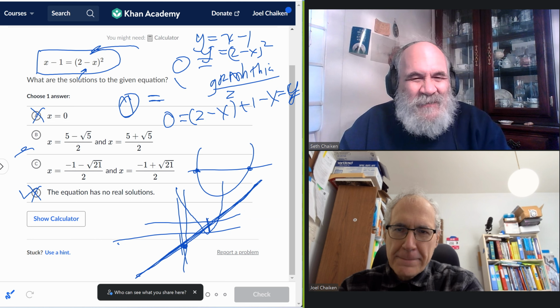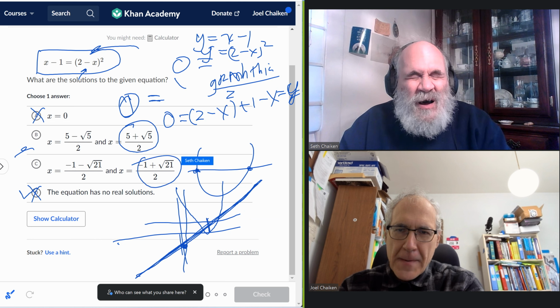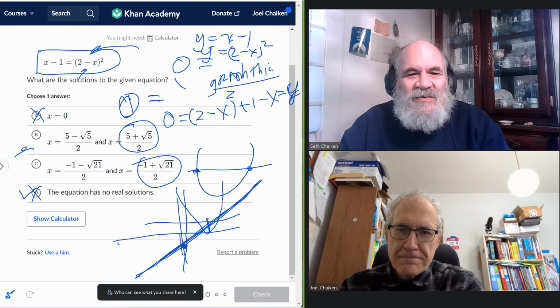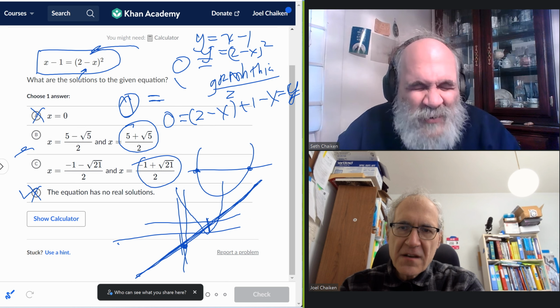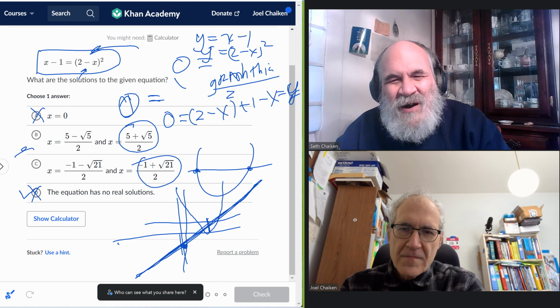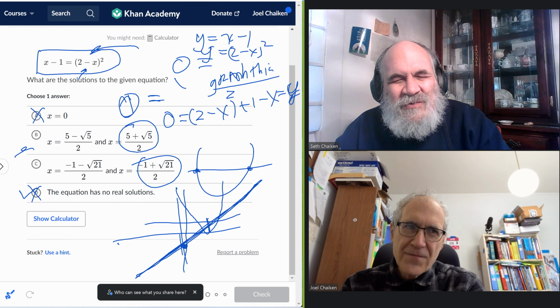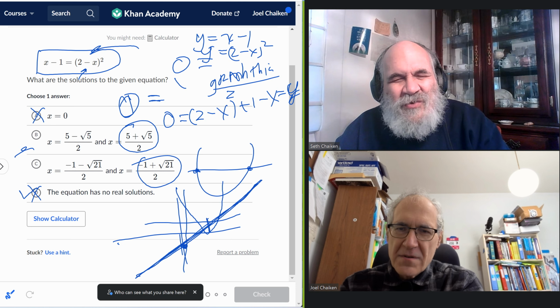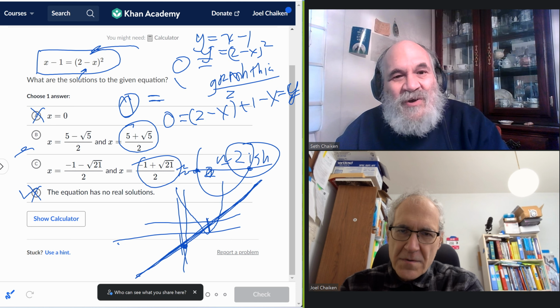And then when you look at the plot, you could see, for the bigger root, is it closer to this or to this? Square root of 21 is about 4 to 5. So that 4 or 5 minus 1 is about 3 to 4, divided by 2. It's about 1.5 to 2. And this is a little over 2.5.